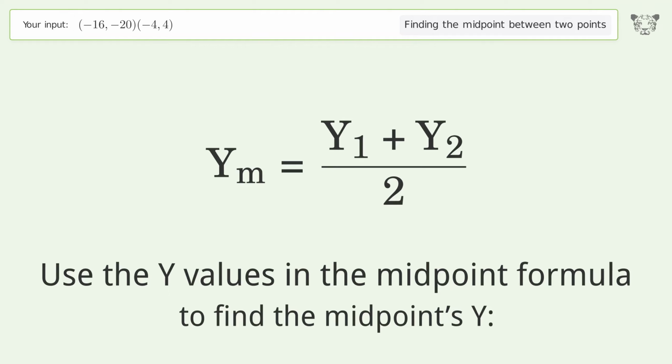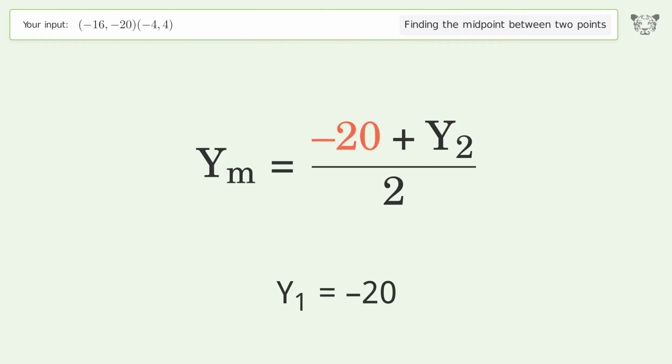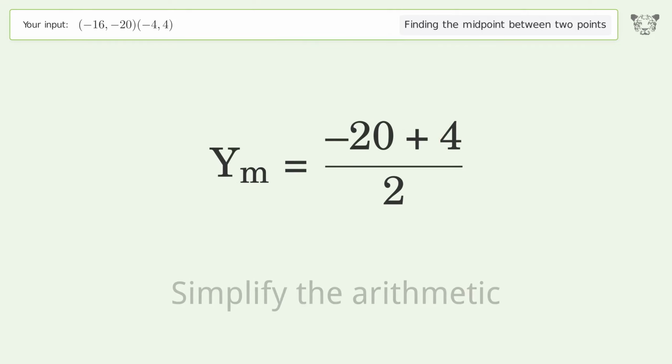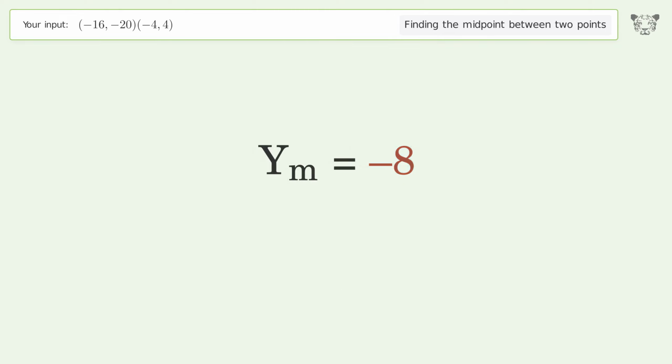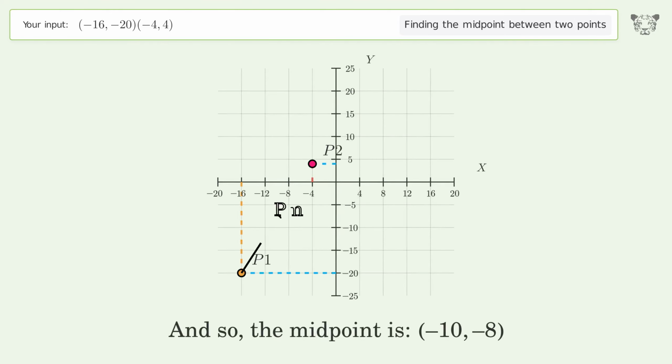Use the y values in the midpoint formula to find the midpoint's y. y1 equals -20. y2 equals 4. Simplify the arithmetic. And so, the midpoint is -10, -8.